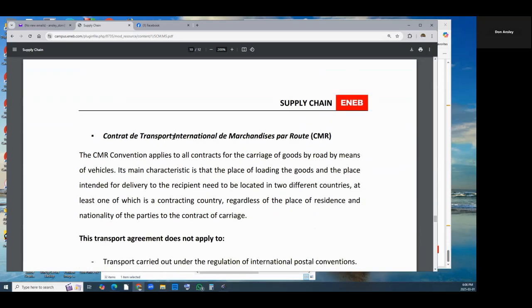Now we have the Contrat de Transport International, so that looks like French. The CMR Convention applies to all contracts for the carriage of goods by road or by means of vehicle. Its main characteristic is that the place of loading the goods and the place intended for delivery to the recipient needs to be located in 2 different countries, at least one of which is a contracting country, regardless of the place of residence and the nationality of the parties to the contract of carriage.